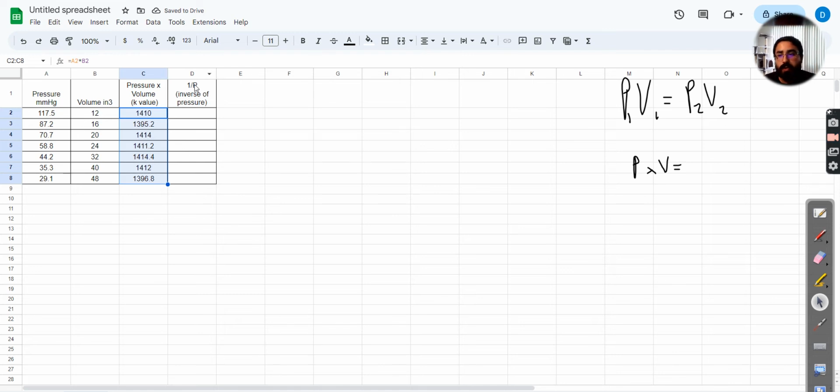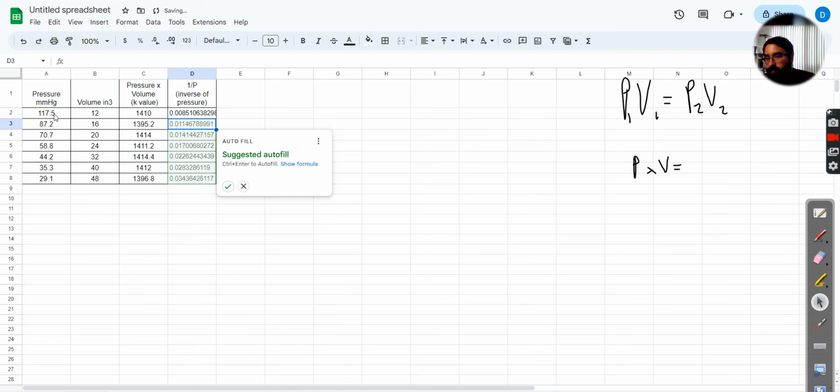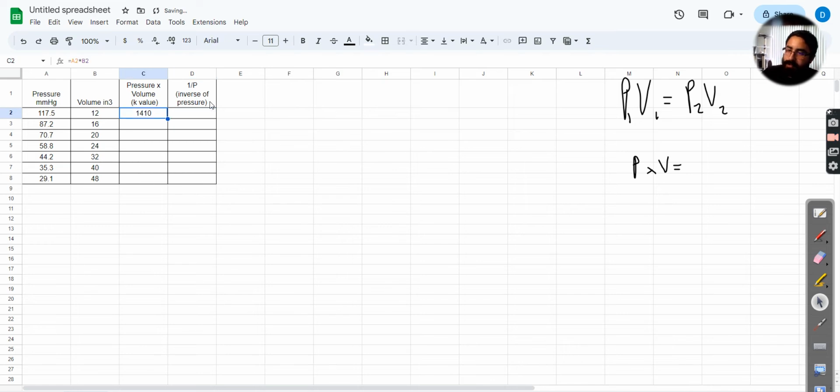Now, I also asked for the inverse of pressure here. So how do we do that? We put equals and 1 divided by whatever our pressure is right here. So we hit enter, and then autofill. Now, but ignore the 1 over pressure. I really want to focus on, whoops, where's the redo? I always forget what the redo shortcut is. Control Y.